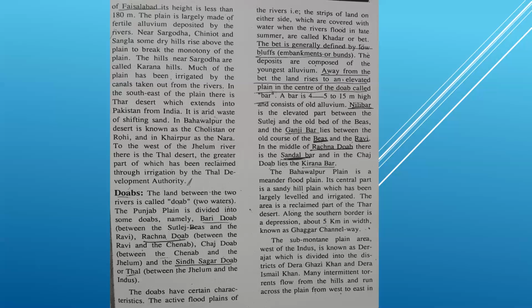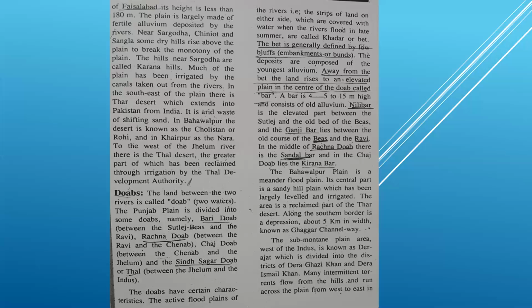The active flood plain of the river, that is the strip of land on either side which is covered with water when the rivers flood in late summer, is called khadar or bet. The bet is generally defined by low bluffs, embankments or bunds. The deposits are composed of youngest alluvium. Away from the bet, the land rises to an elevated plain in the center of the doab. It is called bar. A bar is 4 to 5 or up to 15 meters high and consists of old alluvium.